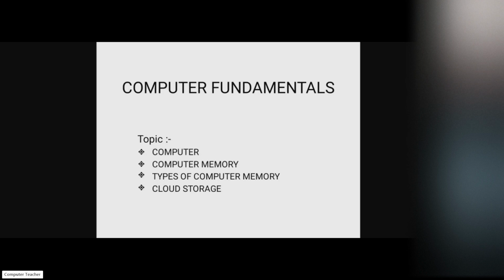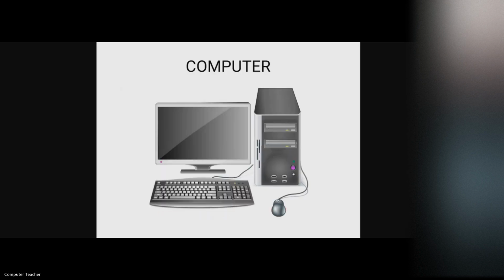Yeah, super, great. Shall we move on to the computer fundamentals chapter? Okay. Fine. In this unit, we are going to discuss computer memory, types of computer memory, and cloud storage. You all know, right? This is the computer which has a monitor, keyboard, mouse, CPU. This is the basic structure of a computer.